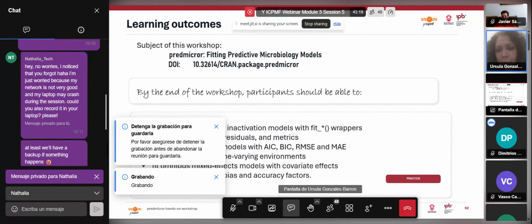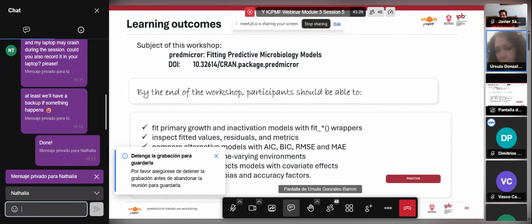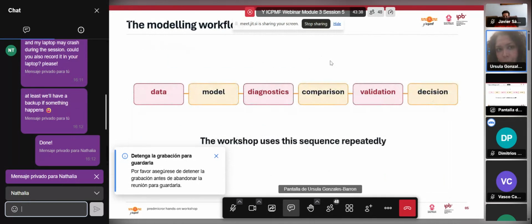Recording is on. Most importantly, that you are able to fit dynamic models and omnibus models, because as I will show in a follow-up presentation, they are quite useful and more flexible.